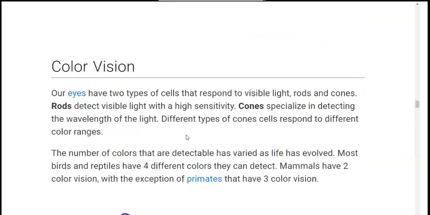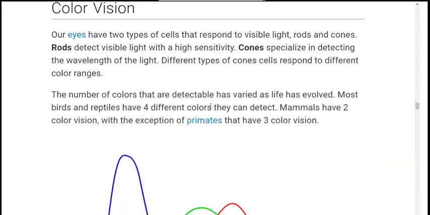Now some things about color vision that we people are facing, and many creatures on this earth are not enjoying the scene of colors. It is we human beings. Our eyes have 2 types of cells that respond to visible light, rod cells and cone cells. You know well that one of the cells is responsible for the intensity of light, and the other one is responsible for the color of light.